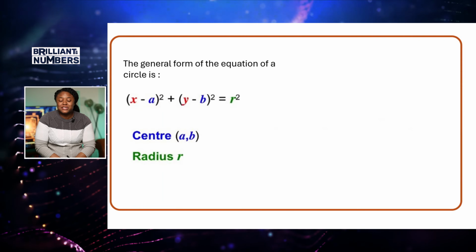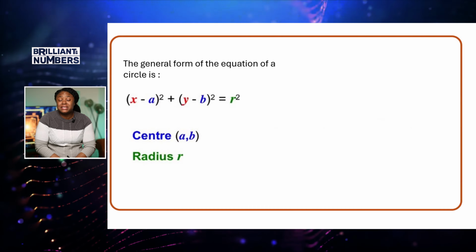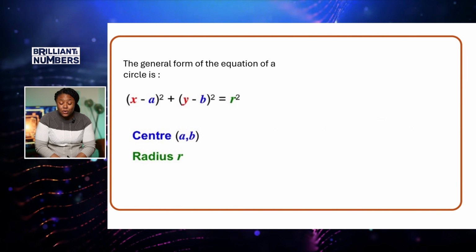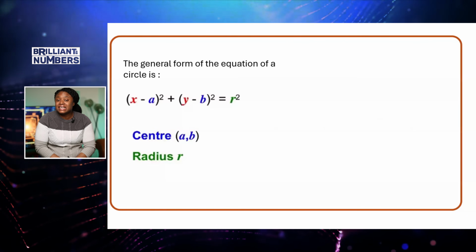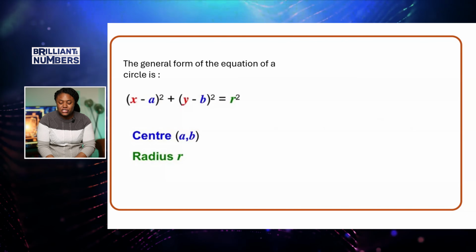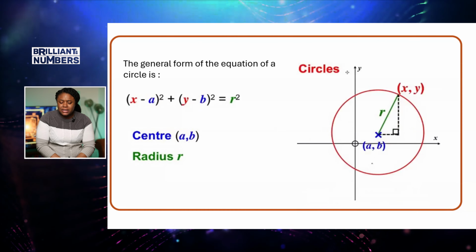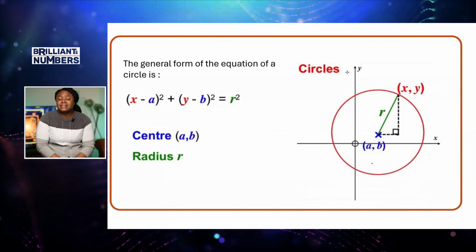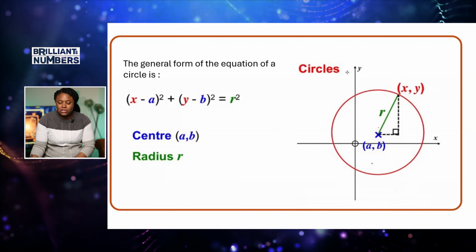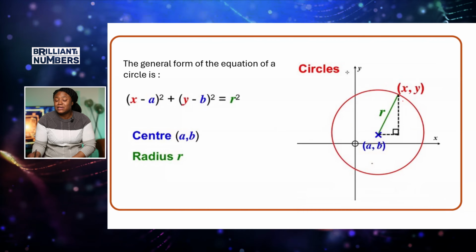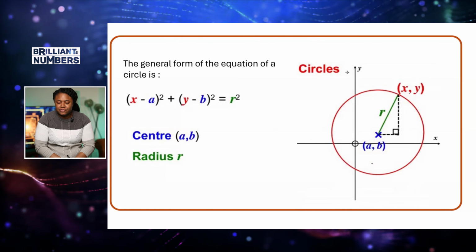Now, let's start by laying the foundation. The general form for the equation of a circle is (x minus a) squared plus (y minus b) squared equals r squared, where (a, b) is the center of the circle and r is the radius. So we're going to just visualize that. Given the following circle, we can see here that (a, b) is our center. We've got r, which is our radius, and (x, y) is a point on the circumference.